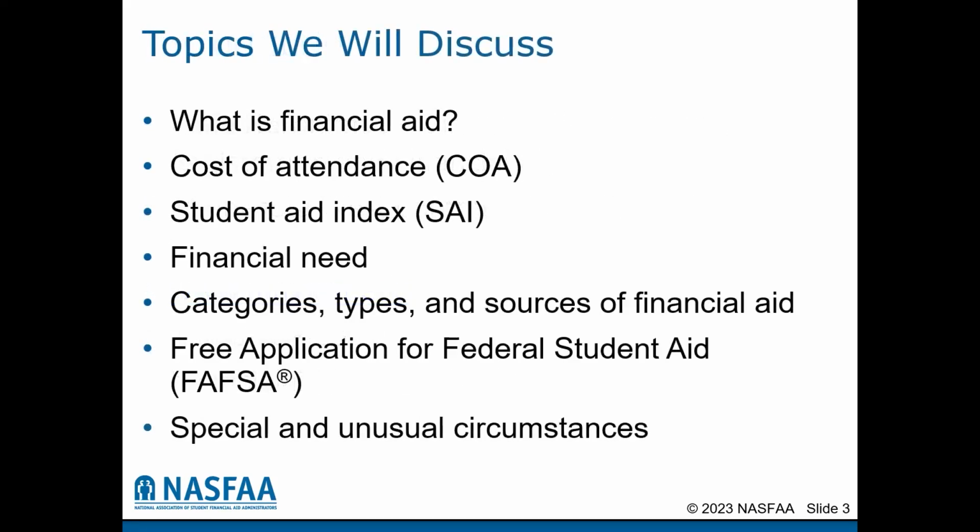Today, we are going to discuss different aspects of financial aid. Here is a rundown of the agenda for our time together. What is financial aid? What is your cost of attendance? What is the Student Aid Index? How do we determine financial need? The categories, types, and sources of financial aid. Information about the FAFSA, the Free Application for Federal Student Aid. And we will wrap up talking about some special and unusual circumstances.